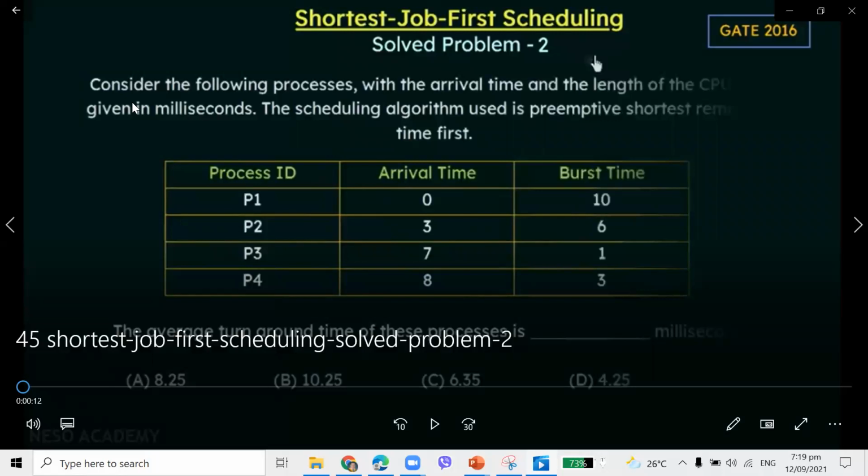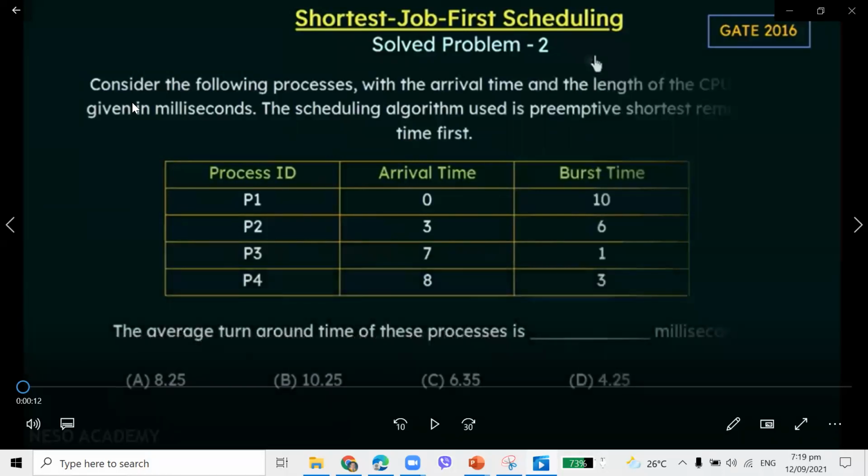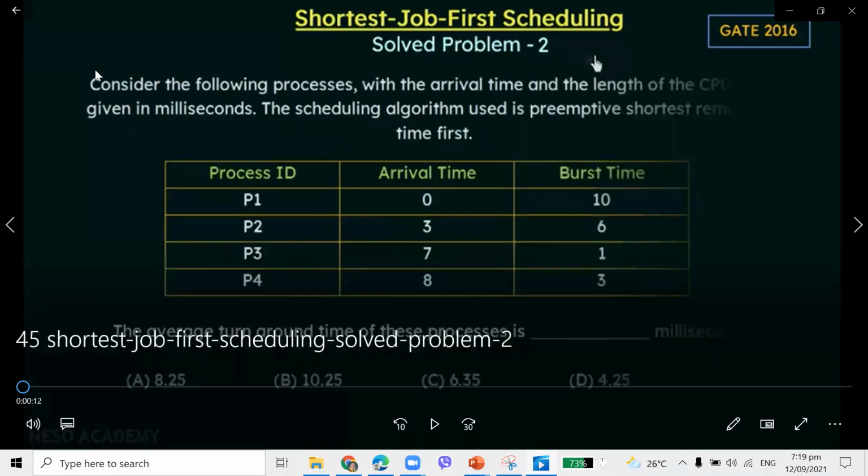Okay, so this time this will be another example for shortest job first scheduling, problem number 2 with solution. Also from NESO Academy.